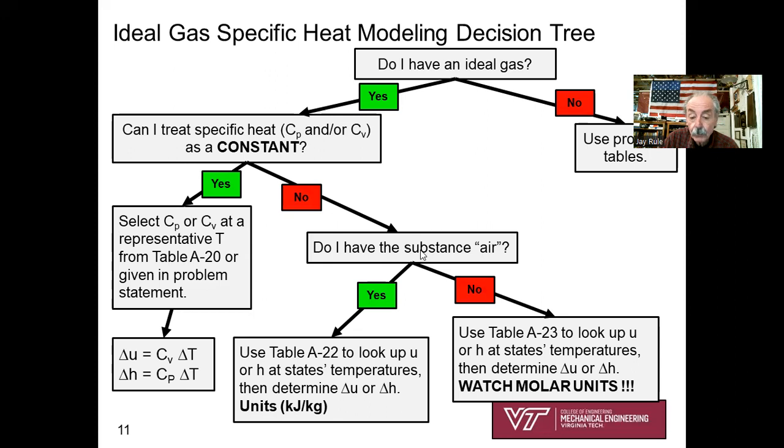Okay. Do I have the substance air? No, I don't have the substance air, but I've got an ideal gas. Then you'll go to table A23, look up U or H at the different states' temperatures in order to determine delta U or delta H. But for those of you that are familiar with table A23, remember that you've got to watch molar units in table A23, and I'm going to give you a little look at that a little later. But remember, with table A23, you're going to have to divide those U bar and H bar values by the molecular weight of your substance to get U or H.